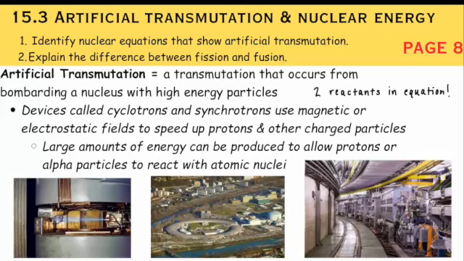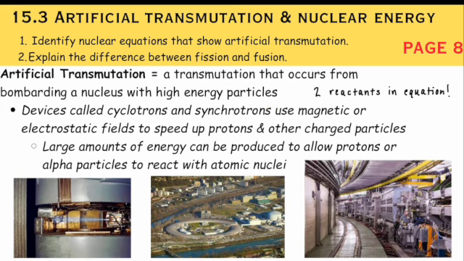Artificial transmutation occurs when a stable nucleus is forced to decay into a new element by being bombarded or shot at by a high-speed particle. So they're different from natural transmutations, because a natural transmutation occurs spontaneously. An unstable nucleus will spontaneously emit or release some sort of particle. For those reaction equations, we saw that there would be one reactant in the equation. However, for artificial transmutation, since it's done by man, we'll have two reactants in the equation, one being the nucleus and the other being some sort of particle.